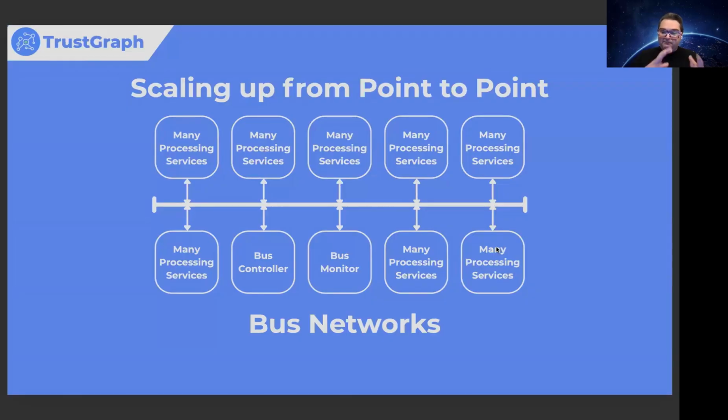So this is kind of a physical way of doing pub sub, in a way, because you have a central data layer that you can then just plug network participants into. In this case, it's just at a physical layer, not a logical layer.